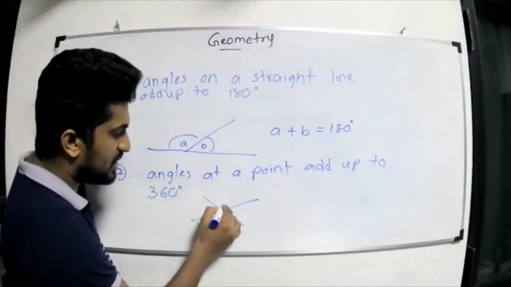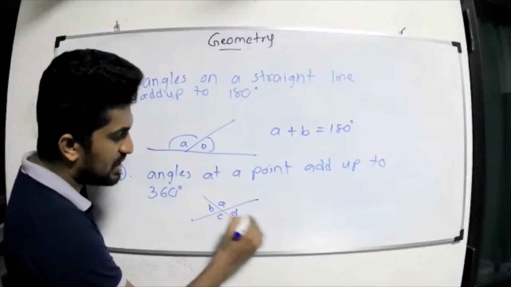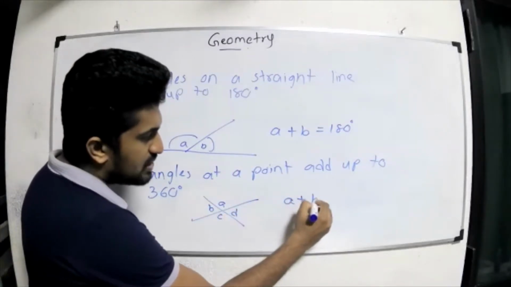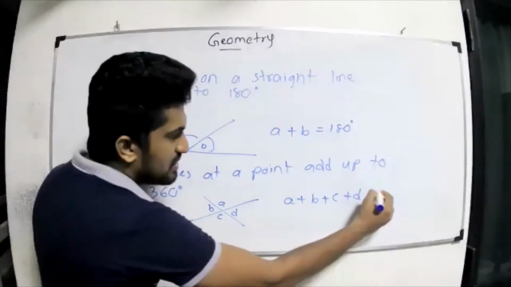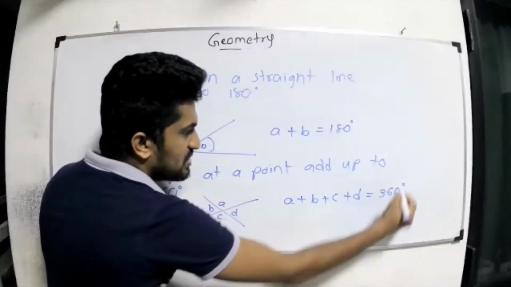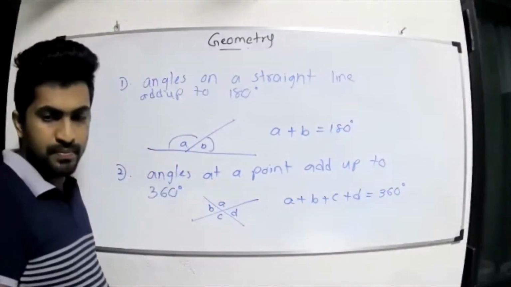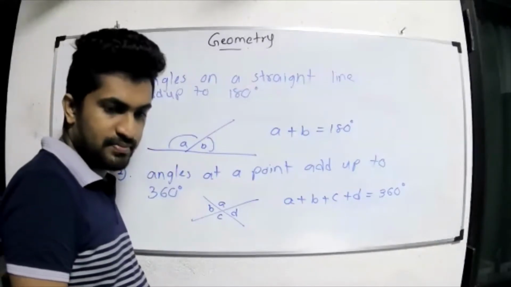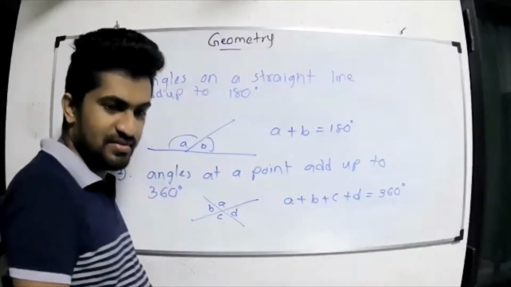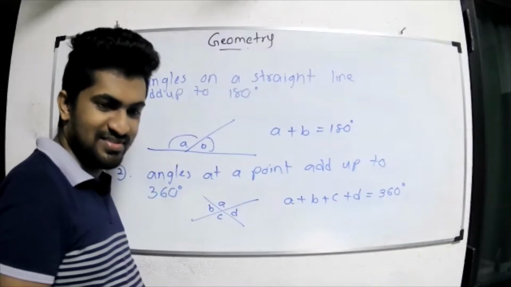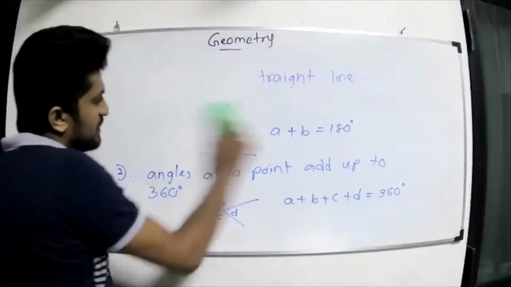These are the angles. There are a lot of angles, A, B, C, D, like that. Then you can write A plus B plus C plus D equals how much? 360 degrees. Please copy. I'm going to make this first one.